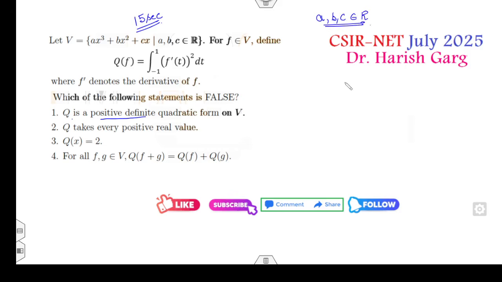Fine. Now, as I mentioned, for a quadratic form Q of x is greater than 0 for all x which is non-zero. So in this case, x is my f. So basically, your target is to prove Q of f is greater than 0 for all f which is non-zero.